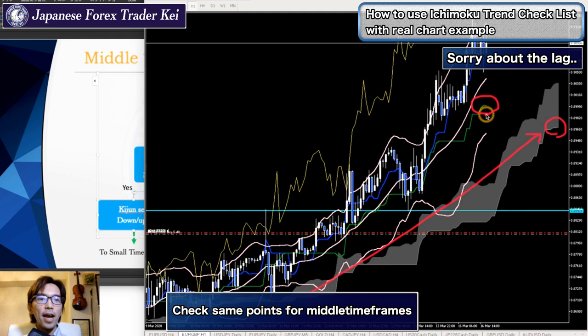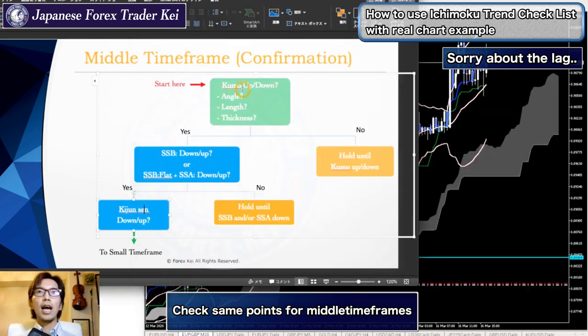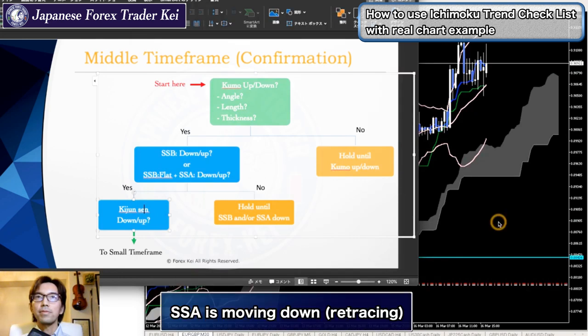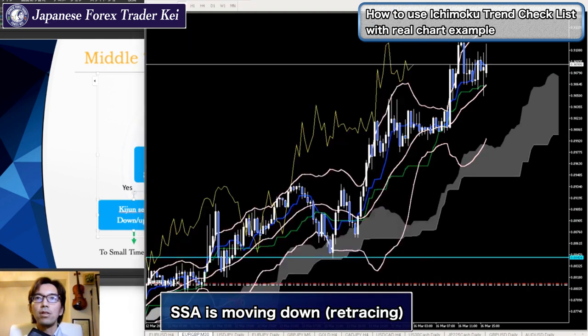All right, so let's take a look at the 30-minute chart. Okay, so in this 30-minute chart, right, first look at the Kumo, whether it's moving up or down, and also check the angle, length, and thickness of the Kumo. And in this case, the Kumo is long, moving up long, and it's been beautifully uptrend, and the thickness is pretty thick here. So this is a beautiful up Kumo.